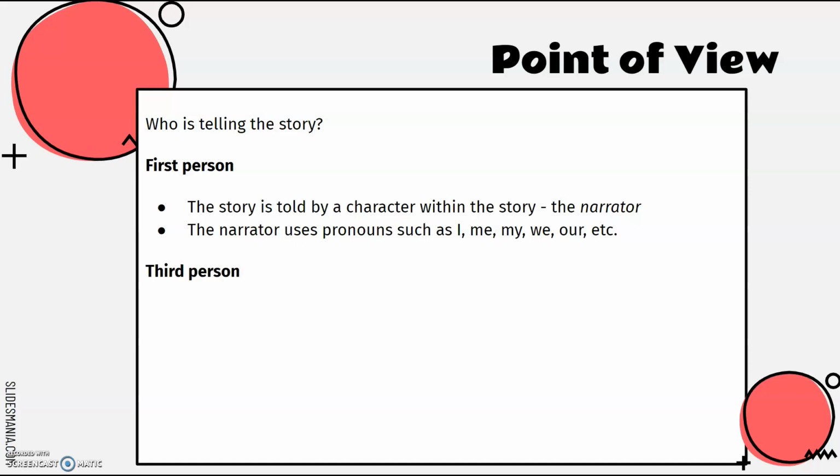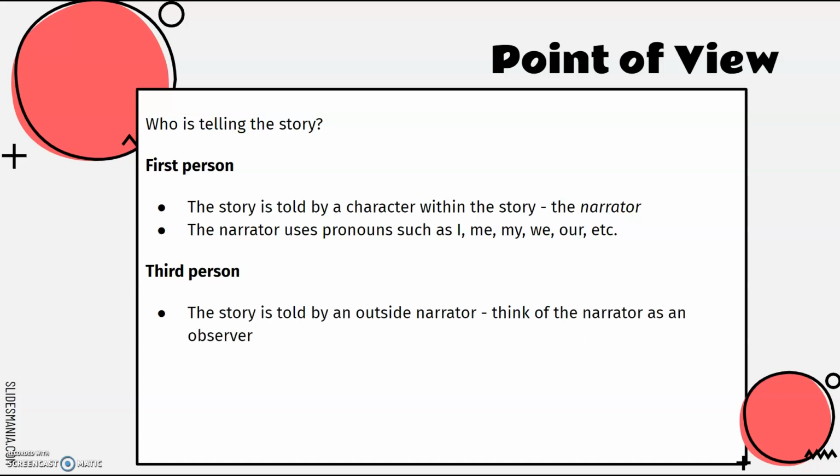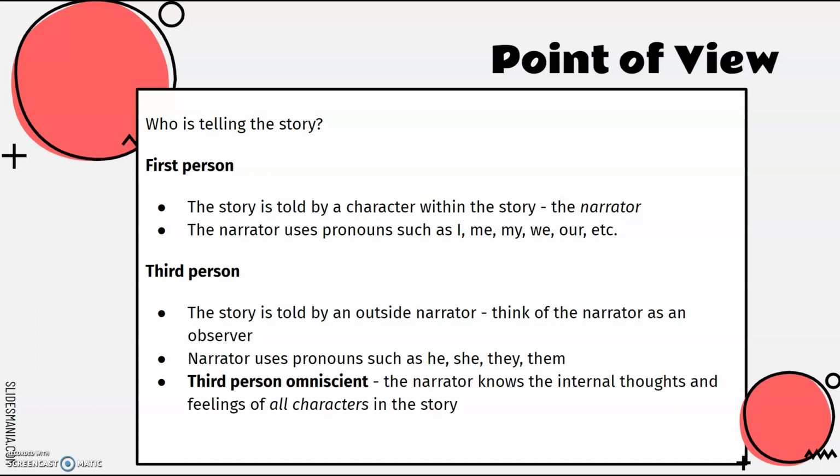Then we have third person. Third person is when a story is told by an outside narrator. Think of the narrator as an observer. This person is outside of the characters that are in the story. This narrator is going to use third person pronouns such as he, she, they, and them. Now, within third person, we have two different types of third person narration.